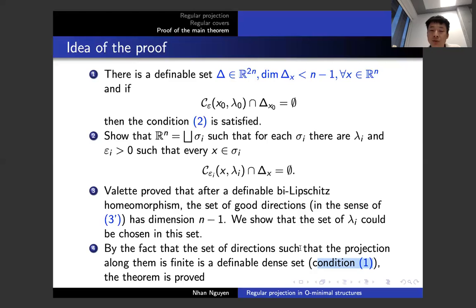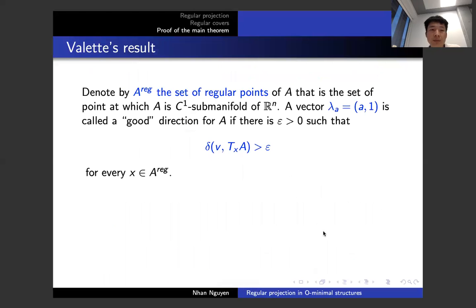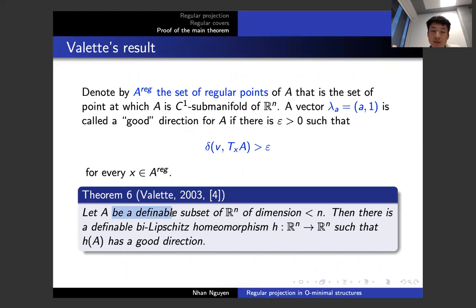So let me move to a little bit more detail about the proof. First of all, I want to recall the result of Nguyen-Valette. He proved that given A a definable subset of Rn of dimension smaller than n, then there is a definable bi-Lipschitz homeomorphism H from Rn to Rn such that the image of A under H has a good direction. So what does good direction mean? A good direction is a vector in R n so that the angle between this vector and the tangent space at every regular point of the given set is bounded away from zero.